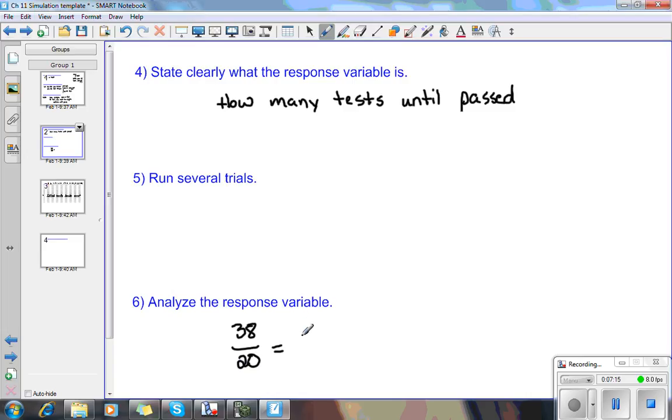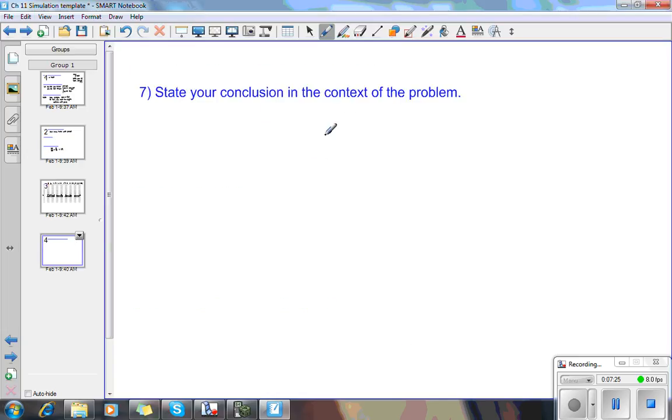So that is, let's see, we get 19 over 10, so approximately 1.9. So now state your conclusion in the context of the problem according to my 20 trials.